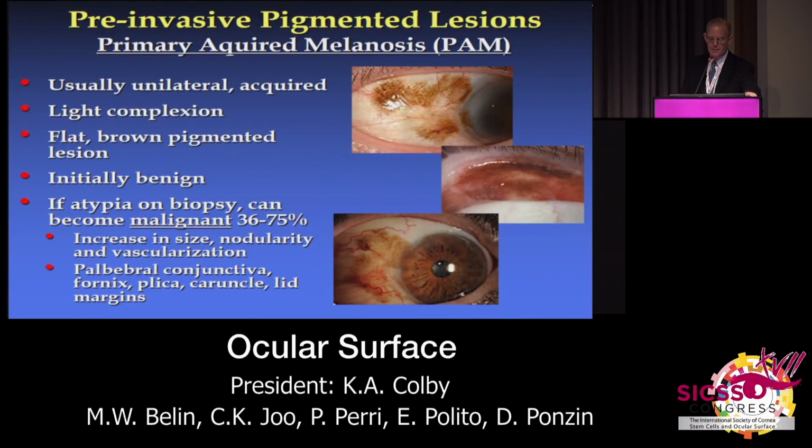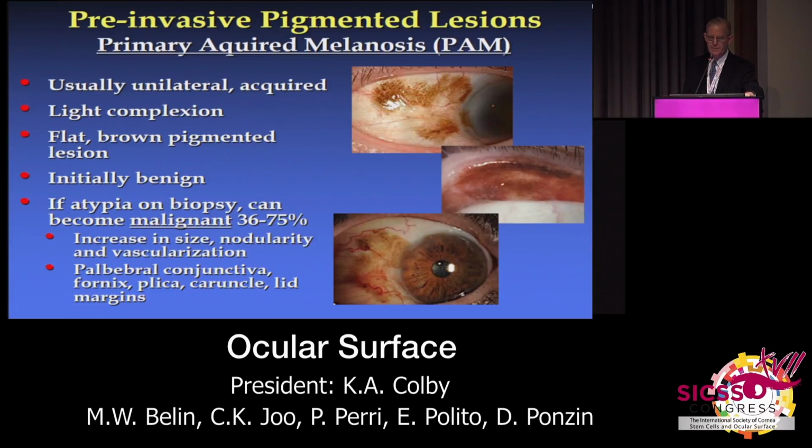PAM, or primary acquired melanosis, is where we're now getting into lesions with higher worry rates and higher rates of malignant transformation. It's usually a unilateral acquired lesion in a light complected patient. It tends to be flat, brown pigmented, and usually is benign, but it needs a biopsy to determine if it's something to worry about. In biopsy, you can see PAM with atypia or PAM without atypia. If there are atypical cells, the malignant transformation rate can be quite high, 36 to 75% depending on the study you read. What you look for is increase in size, nodularity, and vascularization of these lesions, and you look at the location as a sign for potential worry.